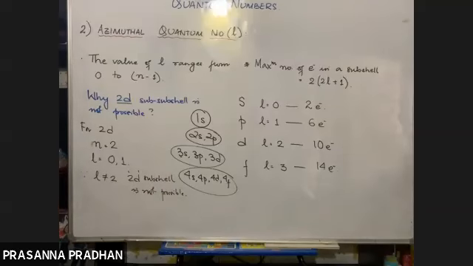Got it? Similarly, why is 3F not possible? For 3F, the value of N will be 3, and the value of L will be 0, 1, 2. The value of L cannot be equal to 3. So 3F is not possible. So we can easily explain it this way.